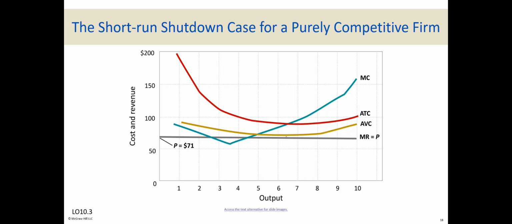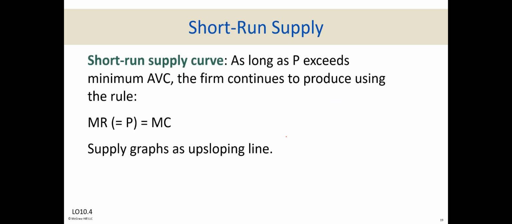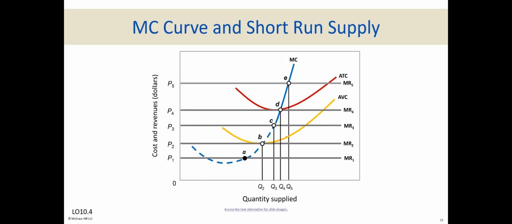And this graph shows the shutdown point where no level of output will cover variable cost, and the firm is better off not producing. In the short run, the firm's supply curve is the portion of marginal cost curve that lies above the average variable cost curve. This is because the firm will only produce if the price covers at least average variable cost. So the supply curve for a competitive firm is determined by the marginal cost curve above the average variable cost curve. The firm follows the rule MR equals MC to determine how much to produce at different price levels.